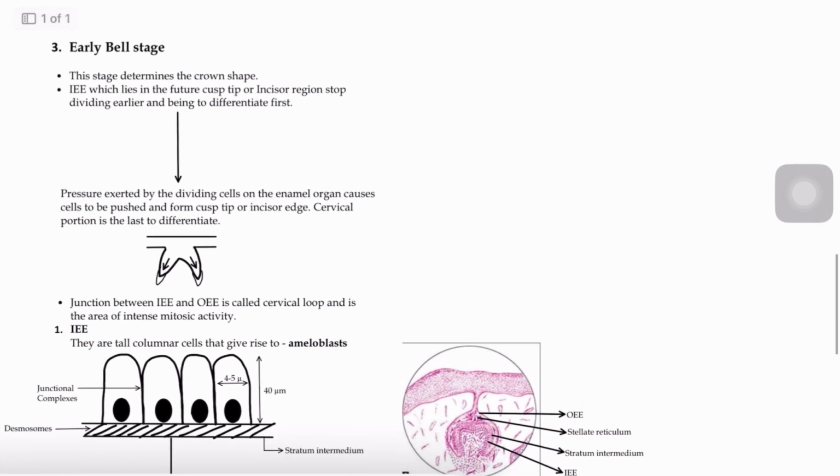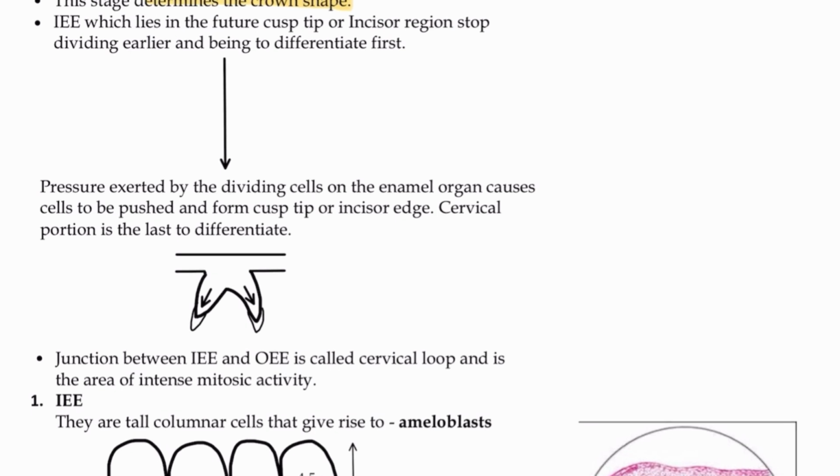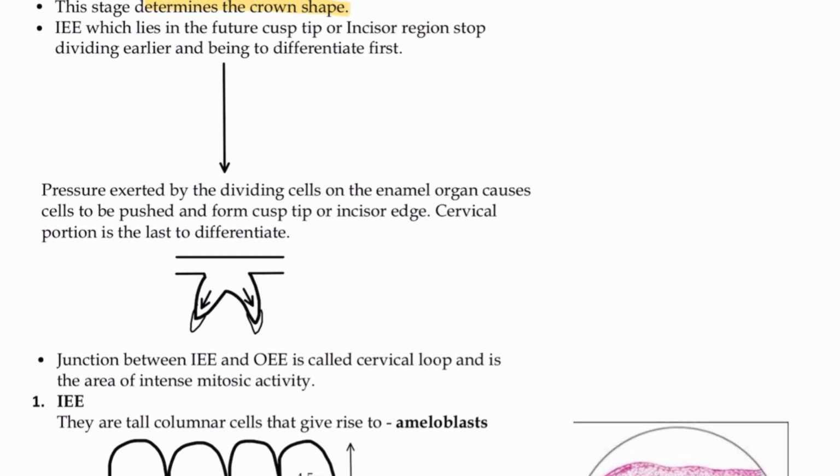Next, we are done with two stages, bud stage and cap stage. Now we have early bell stage. This stage determines the crown shape. What's the shape of the crown going to be? Inner enamel epithelium, which lies in the future cusp tip or incisor region, stops dividing earlier and begins to differentiate first. If you remember, the inner enamel epithelium was down here near the papilla, near the papilla cells. So they are basically at the level of the future cusp tip or incisor region, and they are going to stop dividing earlier, the first cells to stop dividing, and then they will begin to differentiate.